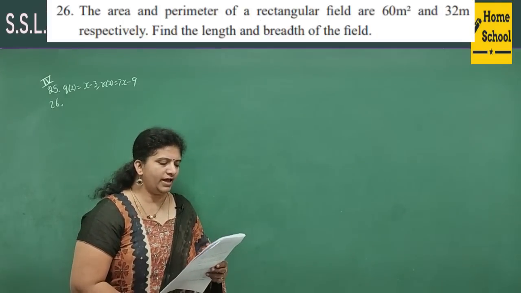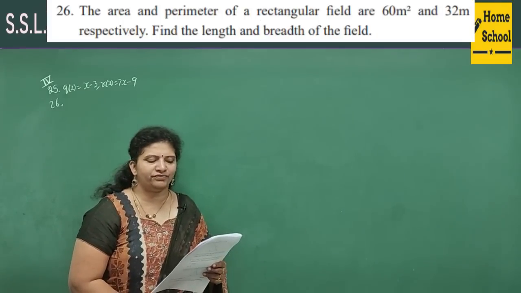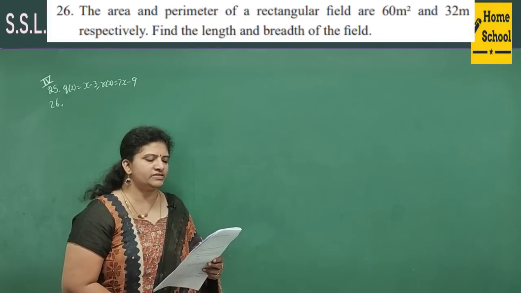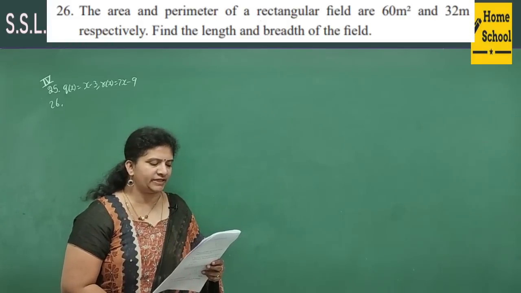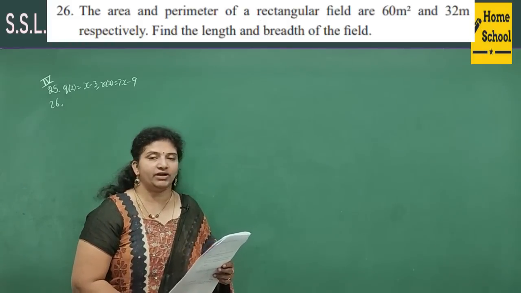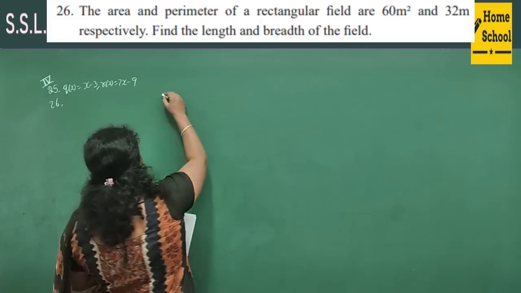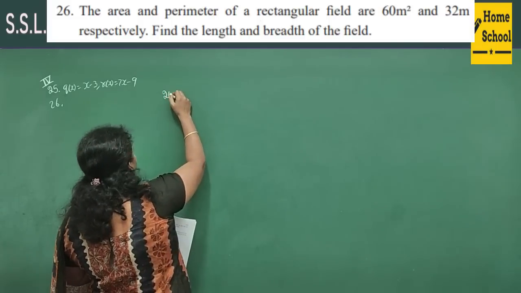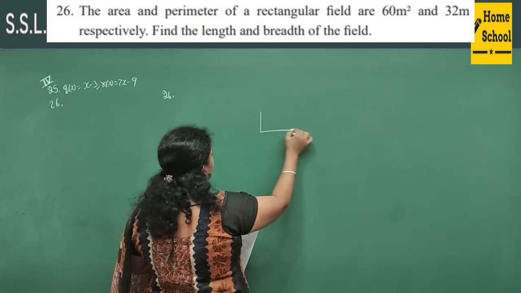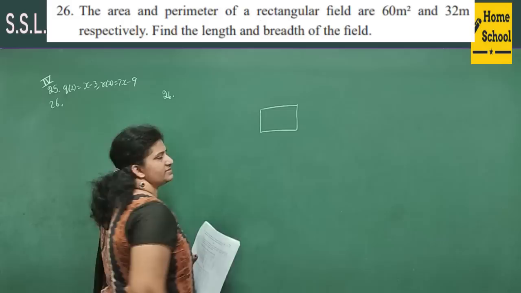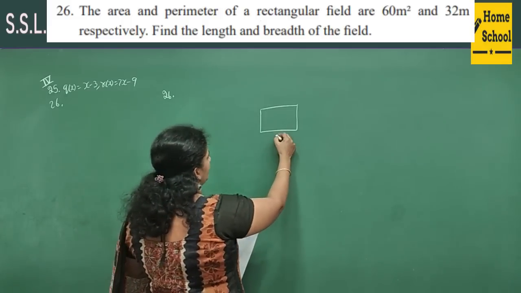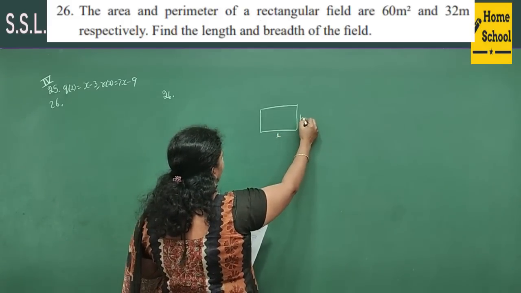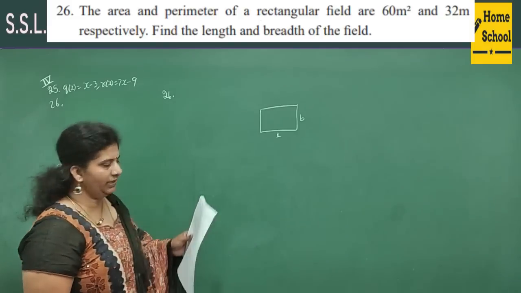26th problem. The area and perimeter of a rectangular field are 60 meters square and 32 meters respectively. Find the length and breadth of the field. Okay, let me assume a rectangle. Okay, let us consider this as a rectangle. We don't know length and breadth. Let me assume it as L and B.